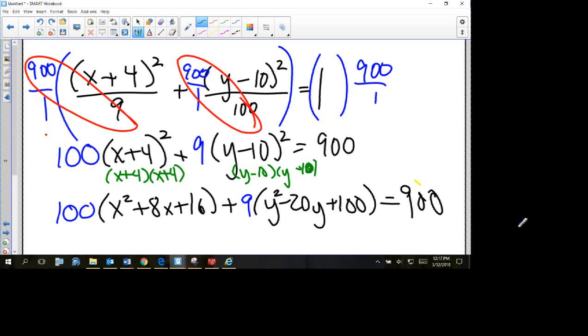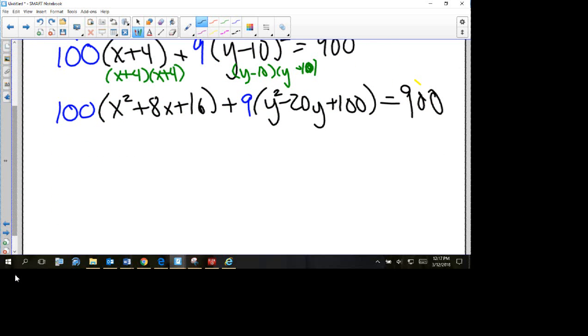So we're just totally working backwards of what we did before. So now I've multiplied it out. After we multiply it out, then what do I do? I'm going to get rid of the parentheses after I multiply it out. What should I do? Yeah, I need to distribute in that 100. I need to distribute in that 9.